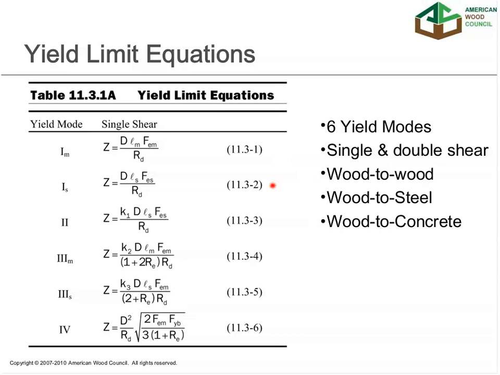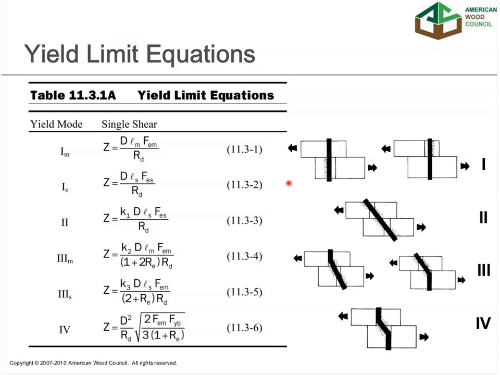Each of the 6 yield mode equations is calculated, and then the lesser of these 6 values is what controls for that particular configuration, and is what is tabulated in the NDS. And so if you were to look at a tabulated value, which we will in a little bit, it has already taken into account all 6 of these yield mode equations, and the controlling equation is what is tabulated. So what do those 6 equations represent?